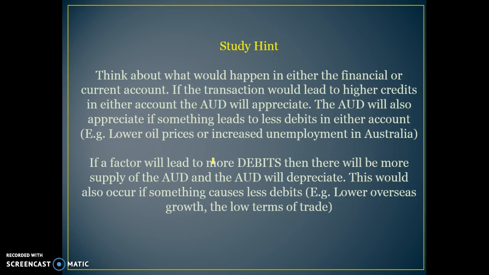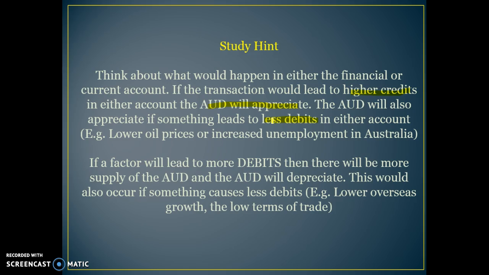So basically with the study here, think about what would happen in either the financial or the current account. If the transaction would lead to more credits in either account, the Australian dollar will appreciate. The Australian dollar will also appreciate if there's fewer debits. That's when it gets really tricky. For example, if there's increased unemployment in Australia, that can lead to less supply of the Australian dollar because we don't import as much, because we don't have as much money, and that can lead to the Australian dollar appreciating as well. If oil prices are lower, we have to exchange less of our currency. That can lead to the Australian dollar appreciating because there's less supply of it. So there can be things that lead to fewer debits as opposed to more credits, which will also appreciate the dollar.